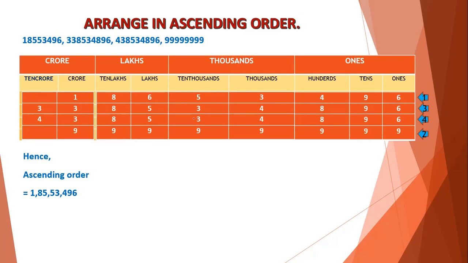Hence ascending order we got it as 1 crore 85 lakhs 53,496. Second smallest number we got it as 9 crore 99 lakhs 99,999. Third number we got it as 33 crore 85 lakhs 34,896. And last biggest number we got it as 43 crore 85 lakhs 34,896. This way we will arrange the given set of numbers in ascending order.